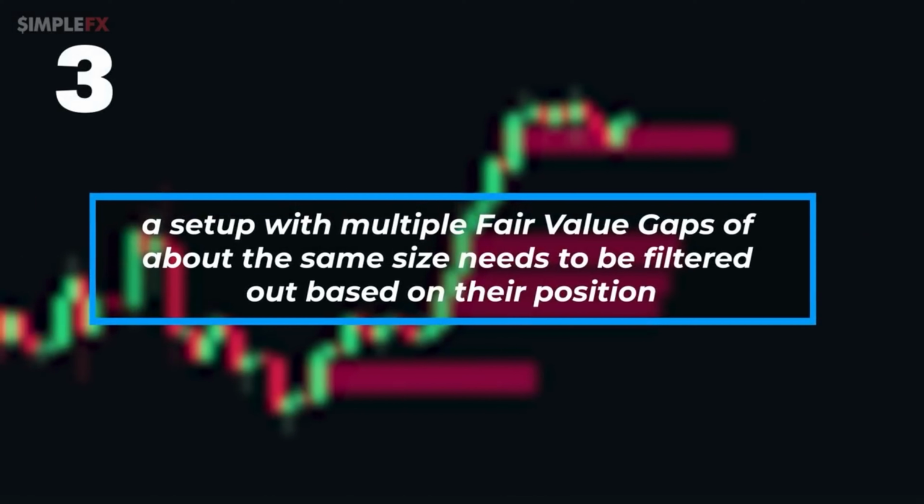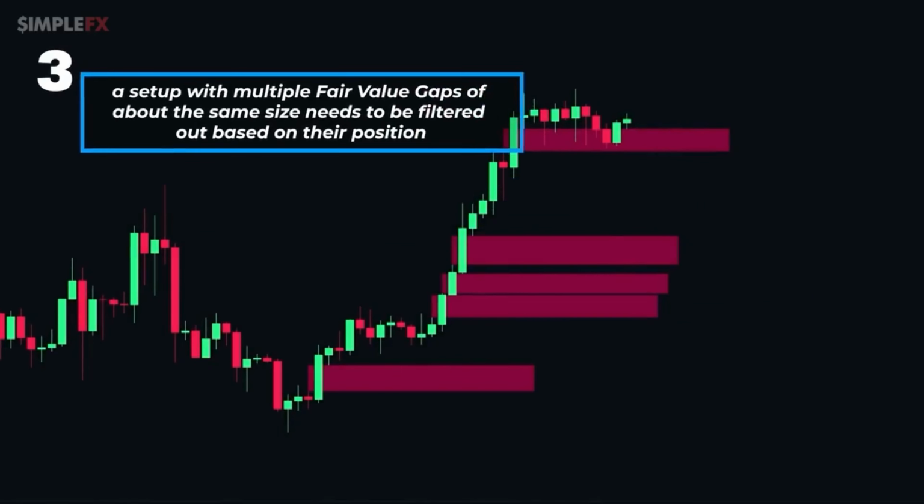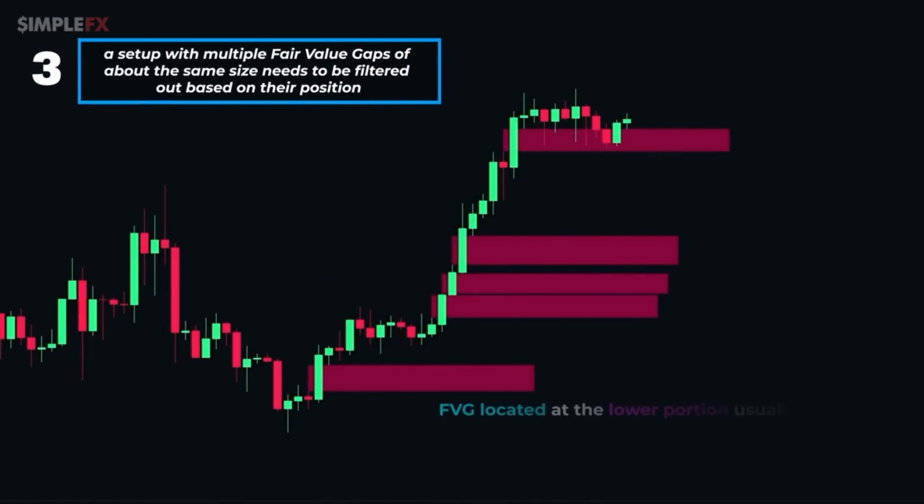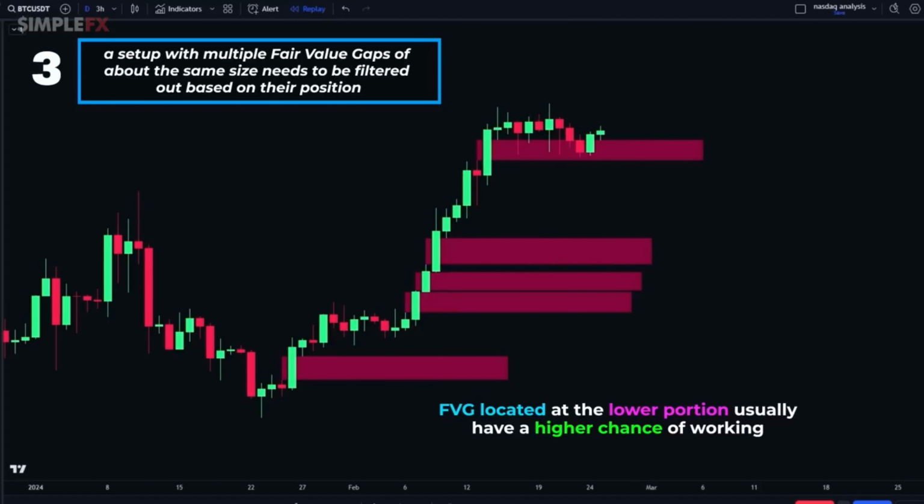Moving on to No. 3. If you found a setup with multiple fair value gaps that are about the same size and none stand out as significantly larger, you'll need to filter them out based on their position. The ones you use are the fair value gaps located in the lower portion of the move, which usually has a higher chance of working. But to do this more precisely, you'll need a tool.